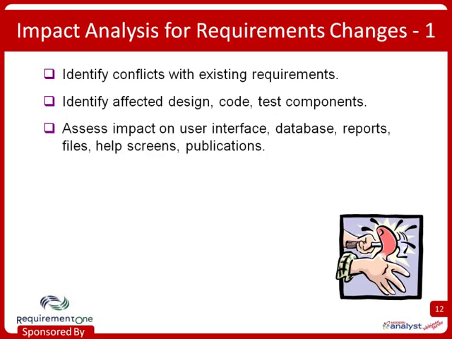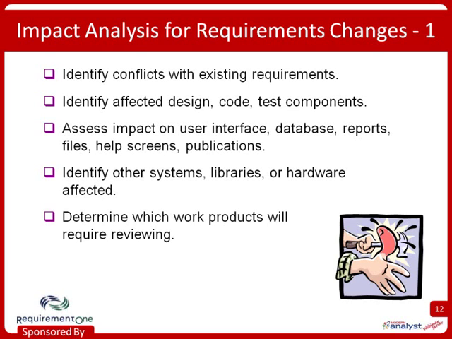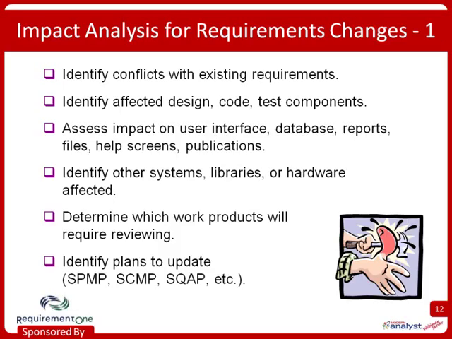Now, sometimes people implement a change and then they find that the help screen for a particular dialog box is no longer matching the dialog box itself because they didn't update that help screen to match the modified form. Think about whether there's any other implications of changes here, other systems that could be affected if there's some shared code or libraries or hardware effects. Those can be very expensive to deal with. Think about what work products should be reviewed to make sure we've made changes accordingly. Also identify any plans that should be updated.